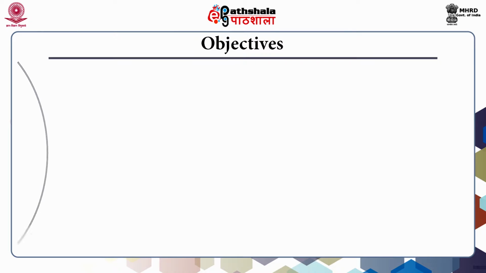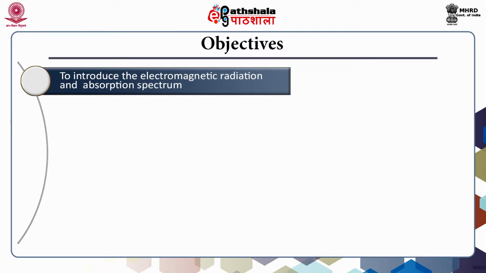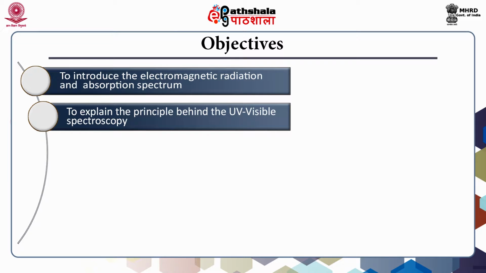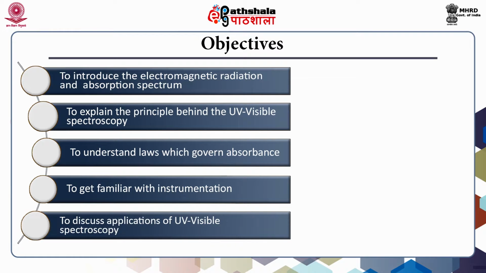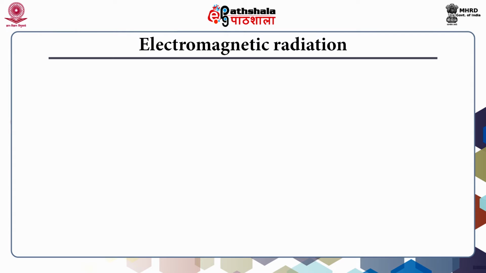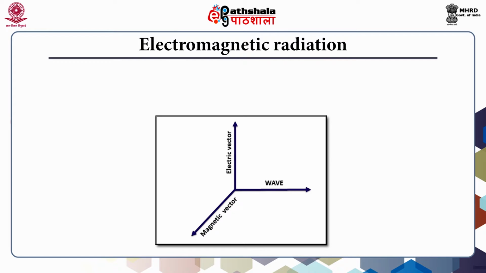In this presentation, I will be covering all aspects of UV visible spectroscopy, including electromagnetic radiation, electron excitation from one orbital to another orbital, laws governing light absorbance, instrumentation and applications of this spectroscopy. Before proceeding to UV visible spectroscopy, I would like to give a brief introduction about electromagnetic radiation, which plays an important role in UV visible spectroscopy.